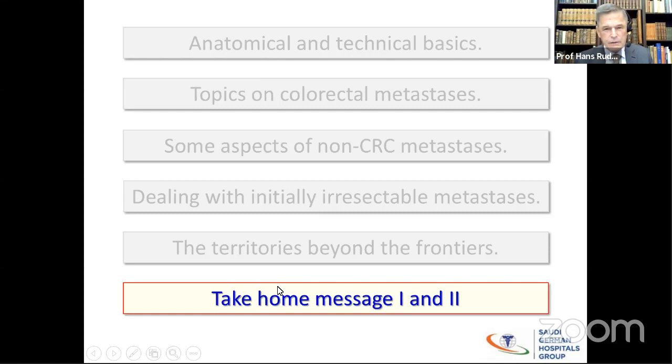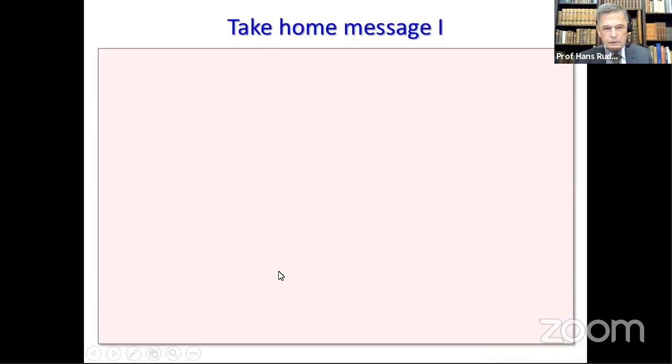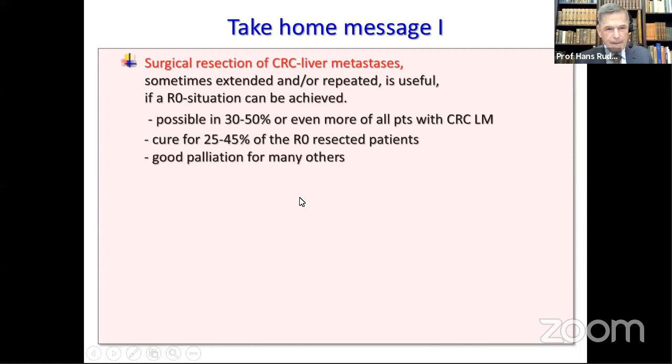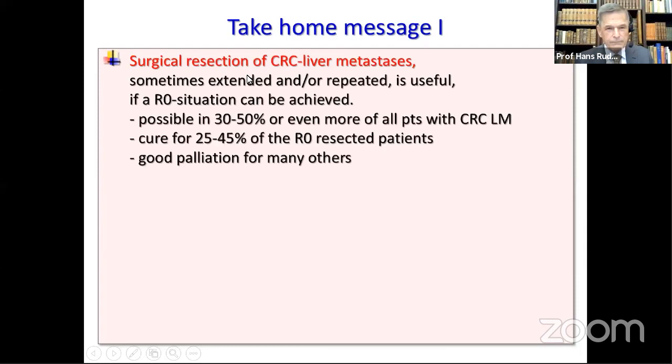What did I want to say during this talk? Surgical resection of colorectal liver metastasis, also extended sometimes or repeated sometimes, is useful, at least if an R0 resection situation can be achieved. For some patients also as one resection.